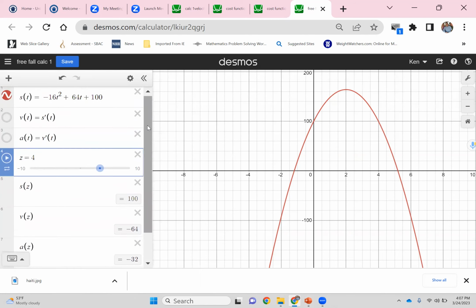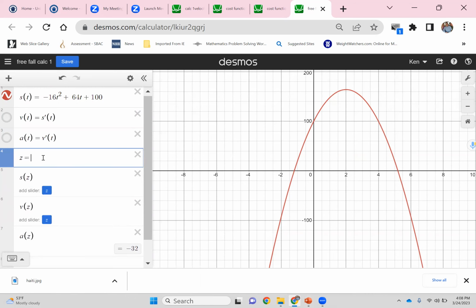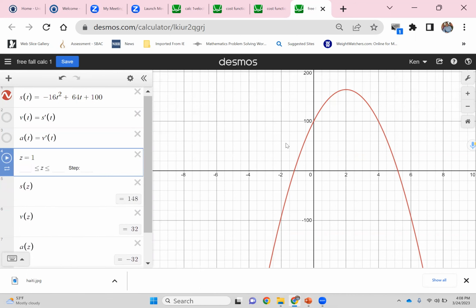Okay, what about at 1 second? When t is at 1 second, the position is 148. That's way up here. The velocity is positive 32 feet per second, and the acceleration is negative 32 feet per second. Why is the acceleration negative? Because it's getting pulled downward. So that's how we use this amazing free fall calculus 1 helpful hint.